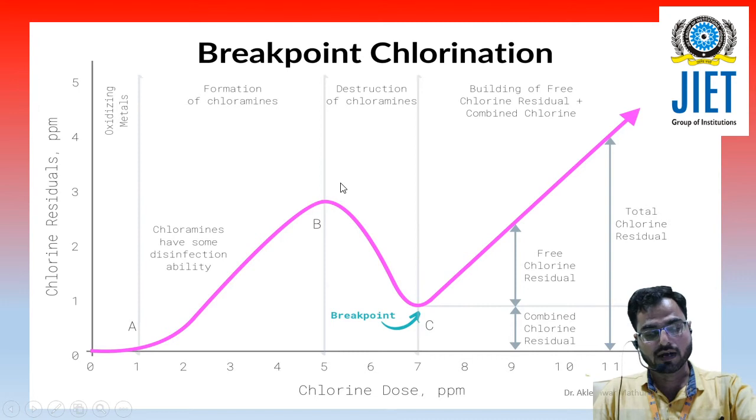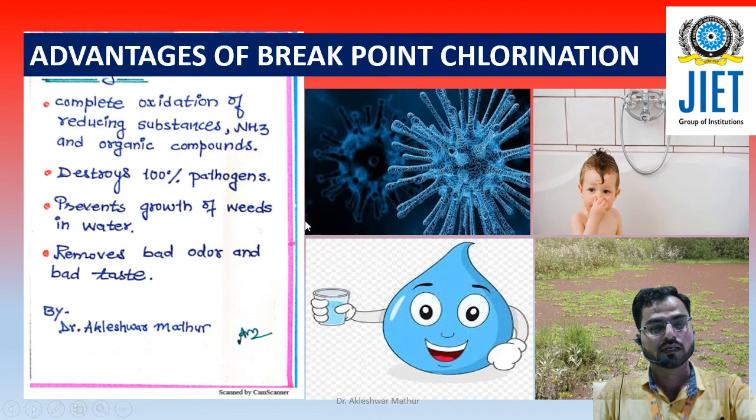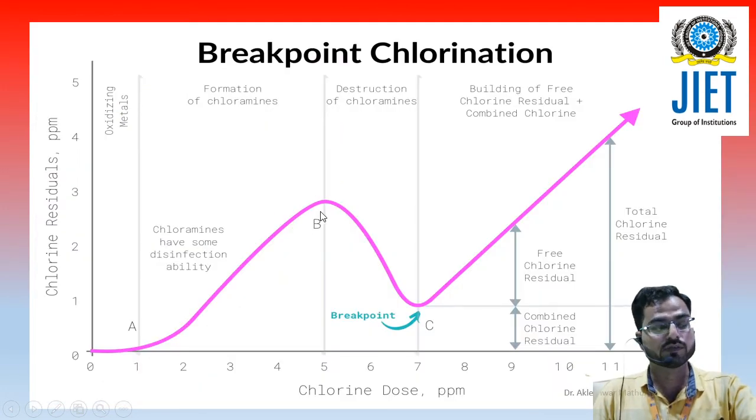If you see the graph, it has four distinct parts. Initially, from 0 to point A, there is zero free residual chlorine in the water. From point A to B, there is a continuous increase in the amount of residual chlorine in water. After point B, there is a continued decrease in the residual chlorine in the treated water till you reach point C. And after point C, we have a continued increase in the residual chlorine in the treated water.